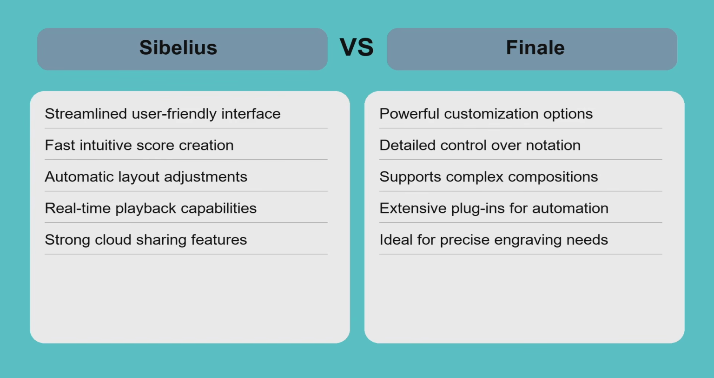For example, a film composer needing rapid mock-ups may prefer Sibelius, while a music publisher requiring precise layout control might choose Finale. Sibelius's modern interface and cloud features contrast with Finale's robust traditional tools and scripting capabilities. Ultimately, the choice depends on whether speed and simplicity or deep customization and precision are your priorities.